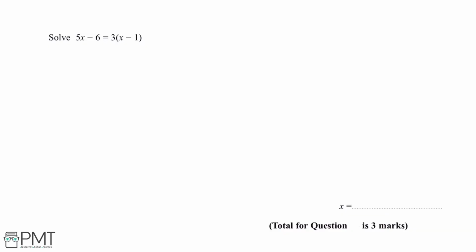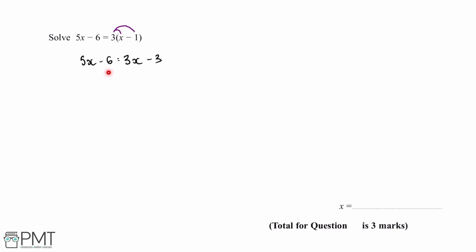Solve 5x minus 6 equals 3 multiplied by x minus 1. So when doing questions like this, the best way to start it off is expanding out this bracket. So we want to multiply this 3 by the x and then by the negative 1. So 3 multiplied by x will be 3x, and then 3 multiplied by negative 1 will give us negative 3.